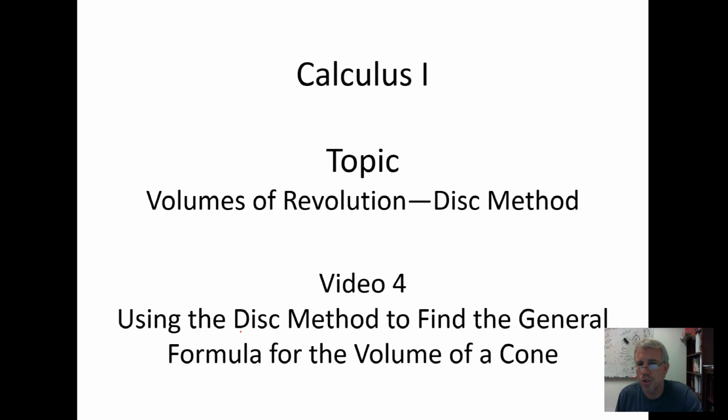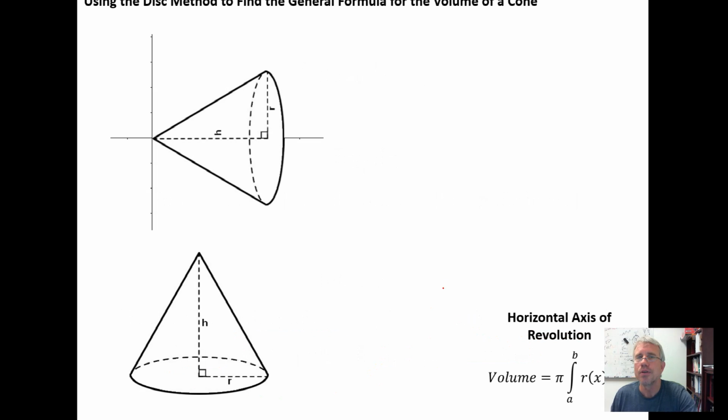So in this video, we're going to show how to use the disk method for volumes of revolution to find the general formula for the volume of a cone. So here's a cone of radius r and height h, and what we want to remember from geometry is that the volume of a cone is equal to 1/3 pi r squared h. And what we want to show is that using volumes of revolution and the disk method, we can actually come up with this formula from scratch.